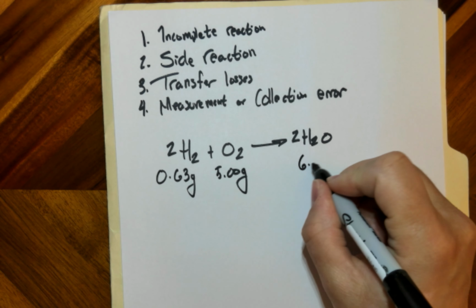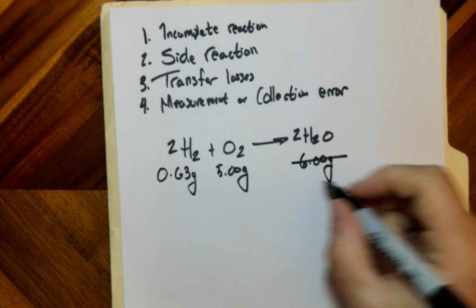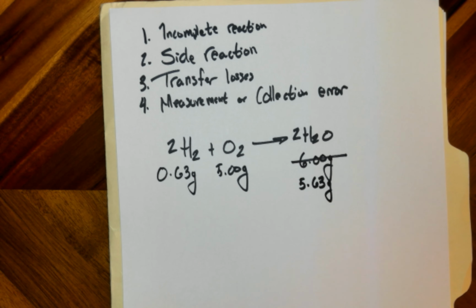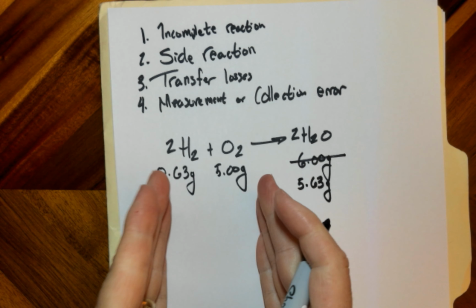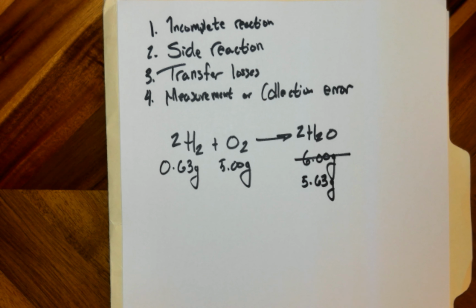What if I got 6.00 grams of water? Would that make any sense? No, it wouldn't make any sense. I would be getting 5.63 grams of water, right? Because what we add up on the left must equal what we get on the right. This is the law of conservation of mass. Matter can't be created or destroyed. So you cannot collect more substance than stoichiometry allows, right?